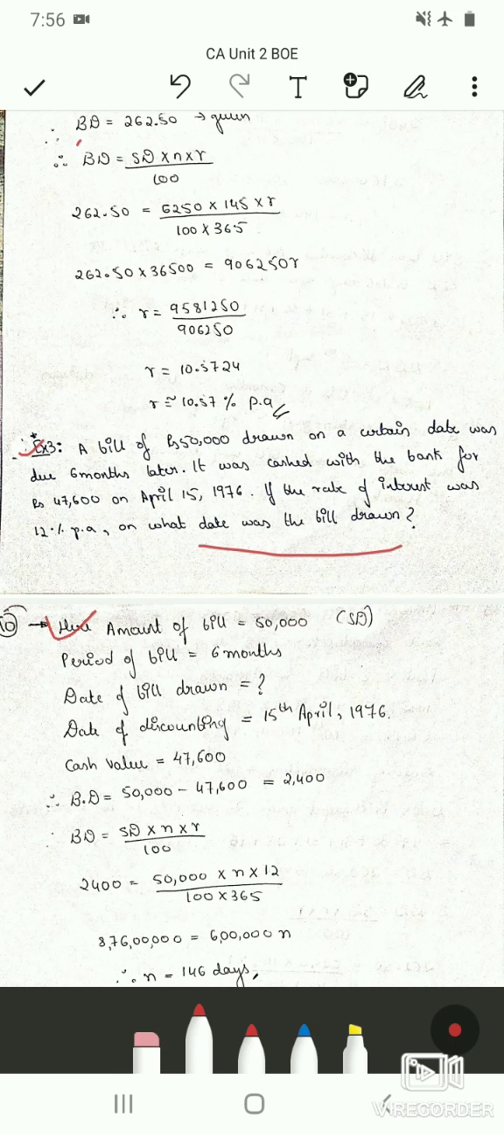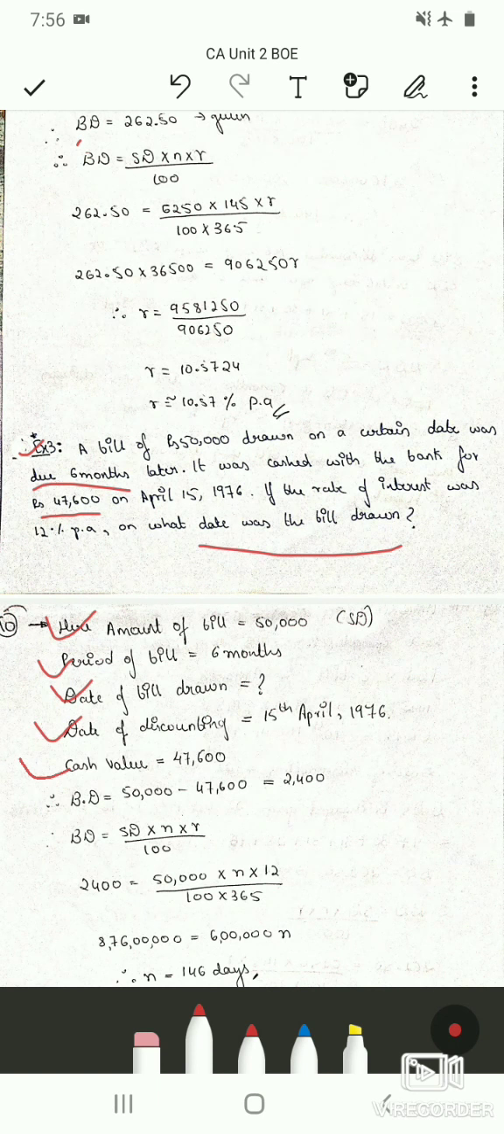So in this question, amount of the bill is 50,000, which is your sum due, and the period of bill is given 6 months. So we don't know what is the date of drawing the bill, but they have given it was discounted on 15th April 1976, and they have given cash value. So it was cashed with the bank for rupees 47,600. So this is your cash value, not your banker's discount.